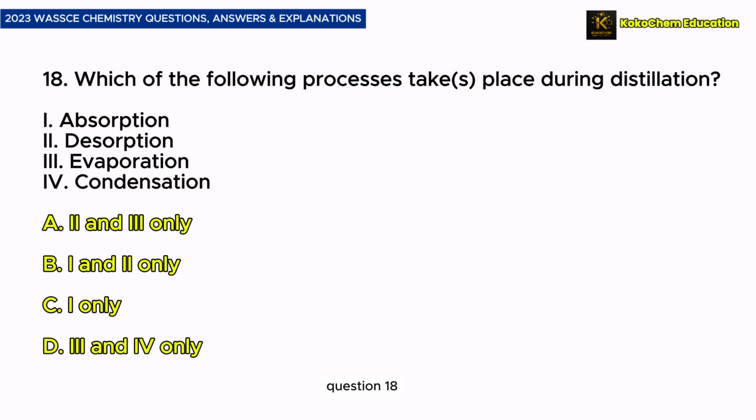Question 18. Which of the following processes takes place during distillation? I, absorption. II, desorption. III, evaporation. IV, condensation. So A, II and III only. B, I and II only. C, I only. D, III and IV only.